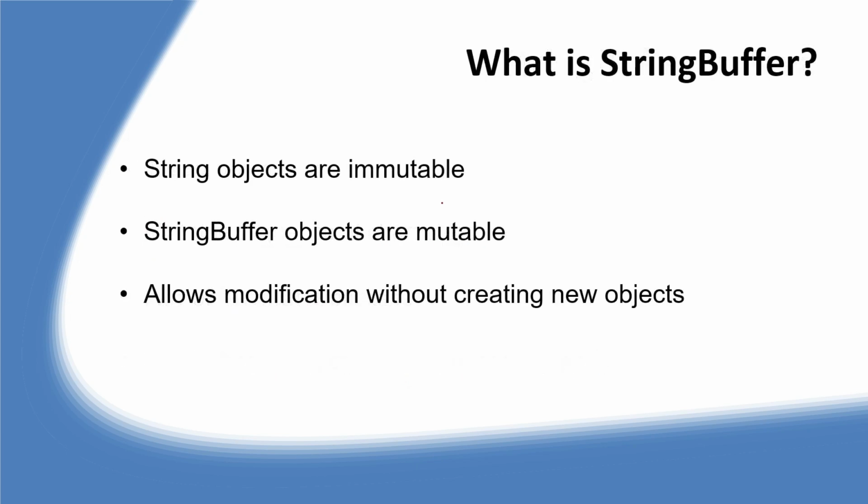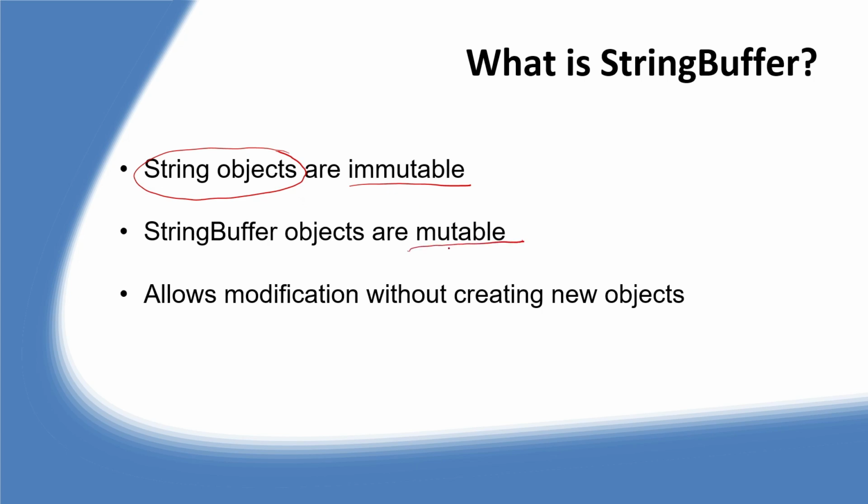So what is string buffer? As we learned earlier, string objects are immutable. What does it mean? They cannot be changed after creation. So once a string object has been created, we cannot modify it. So string buffer solves this problem. How? By allowing us to modify the same object.